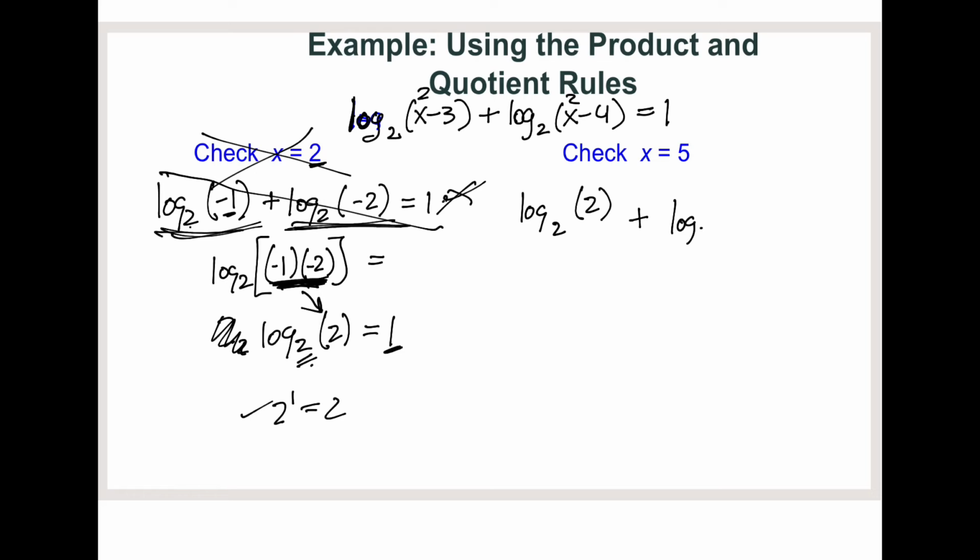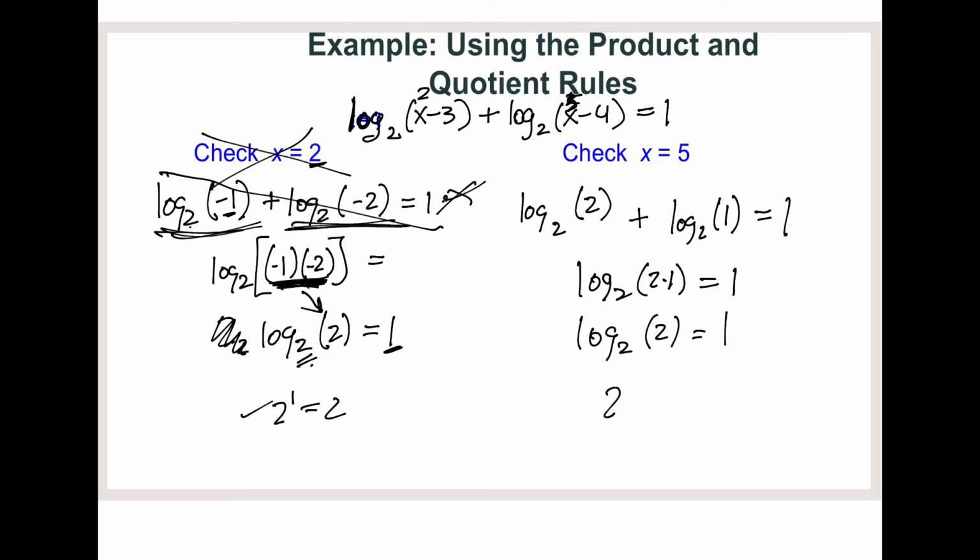5 minus 4, of course, is 1. So I'm doing these in my head and putting 5 minus 4. That's 1. And this is equaling 1. So simplifying these out, well, actually, change this to a multiplication. Log base 2 of 2 times 1 equaling 1. So that's log base 2 of 2, which 2 to the 1 power equals 2. This works. And it would work back here as well.